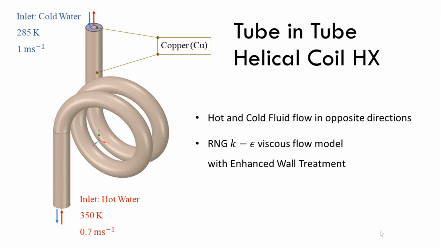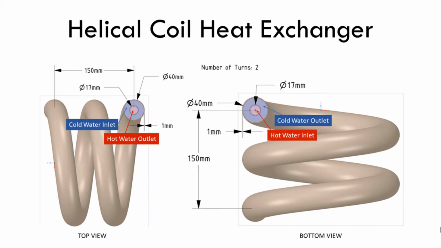The RNG k-epsilon viscous model with enhanced wall treatment is used to model the flow using ANSYS Fluent 2019 R2. The top side of the double tube heat exchanger shows the cold water inlet and hot water outlet. The outer diameter is 38 mm with 1 mm thickness, while the inner diameter is 15 mm with the same thickness of copper tube. The bottom side shows the cold water outlet and hot water inlet.